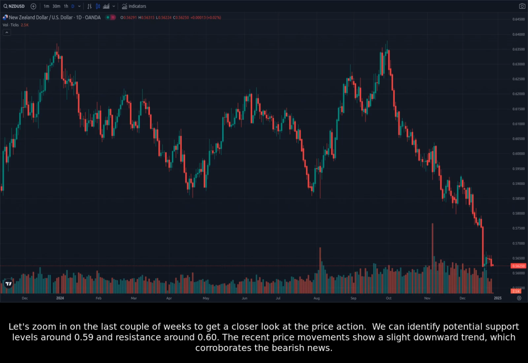Let's zoom in on the last couple of weeks to get a closer look at the price action. We can identify potential support levels around 0.59 and resistance around 0.60. The recent price movements show a slight downward trend, which corroborates the bearish news.